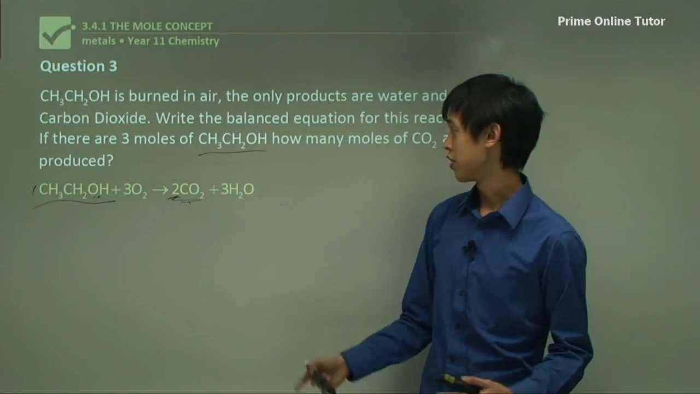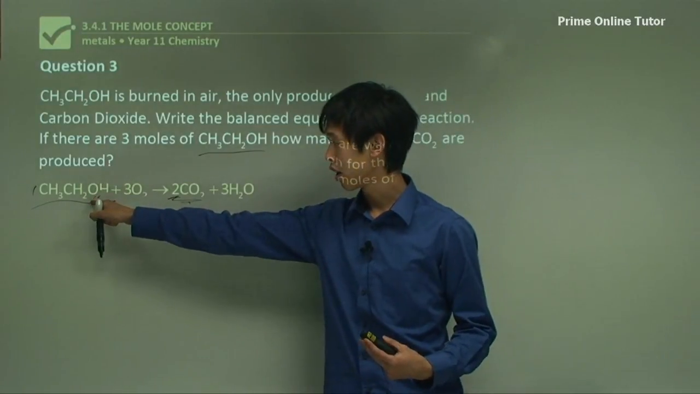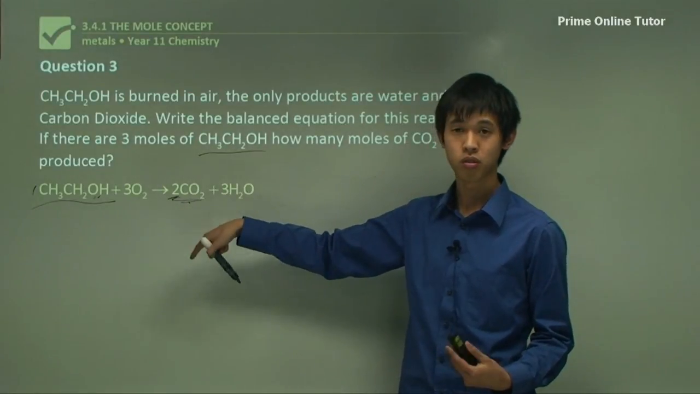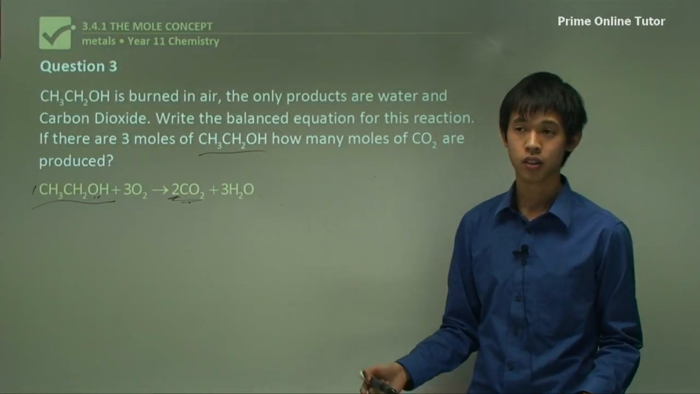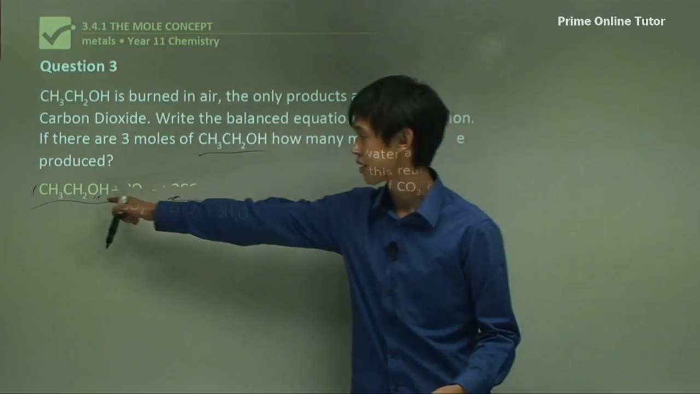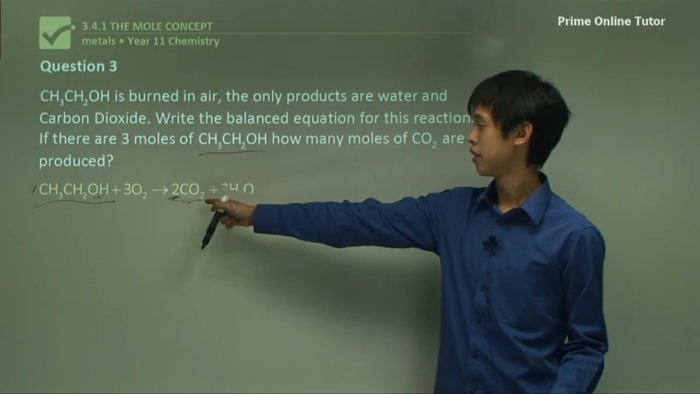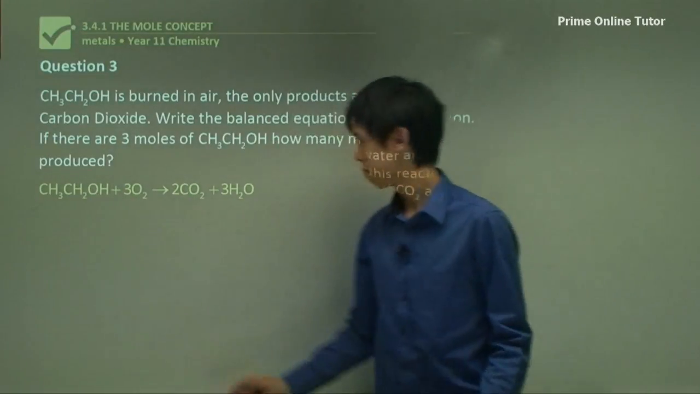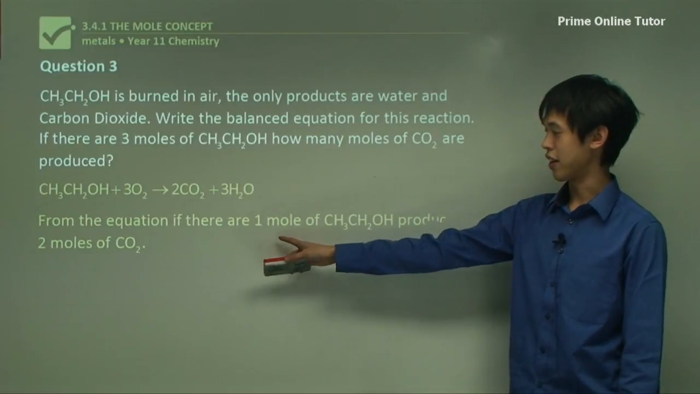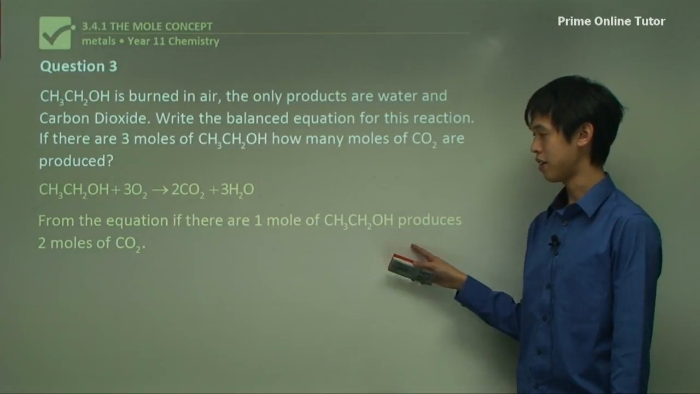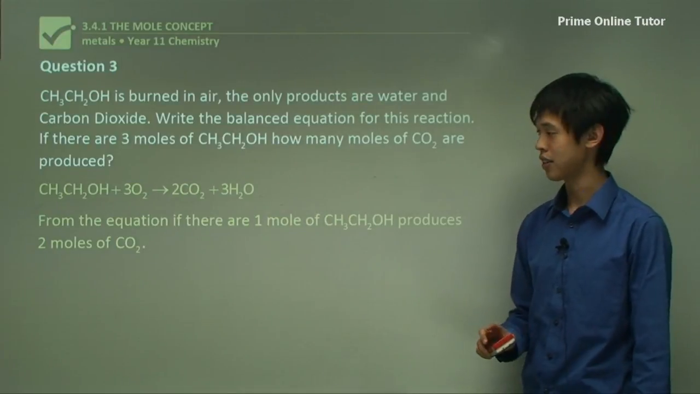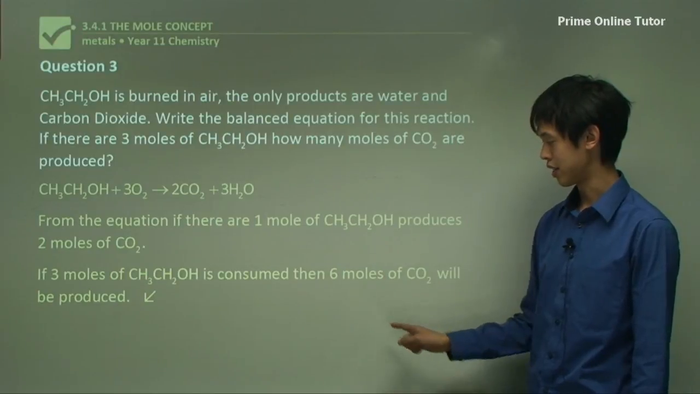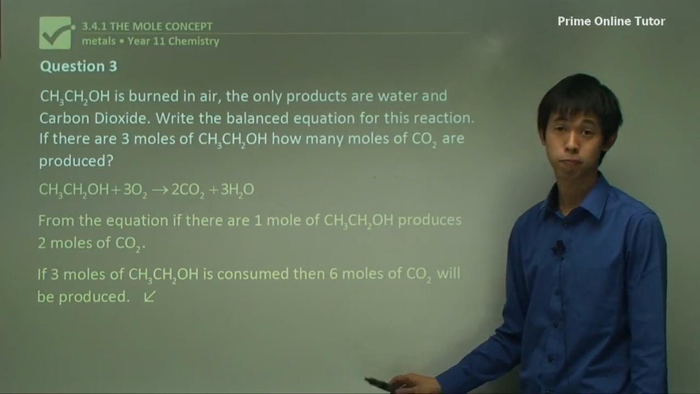Okay? So now if we had 3 moles of ethanol, we would have 3 times 2 moles of carbon dioxide. We'd have twice that many, always twice as many as this. So we'd have 6 moles of carbon dioxide in total. Right? So from the equation, 1 mole of ethanol produces 2 moles of carbon dioxide. So if 3 moles of ethanol is consumed, then 6 moles of carbon dioxide will be produced. Okay?